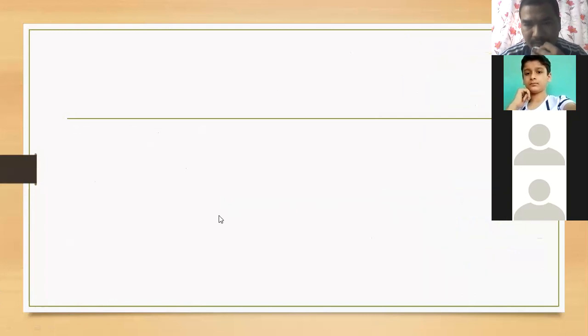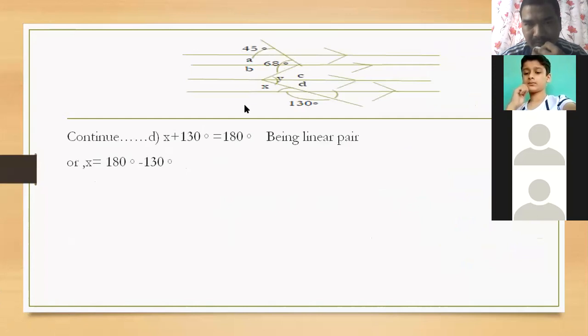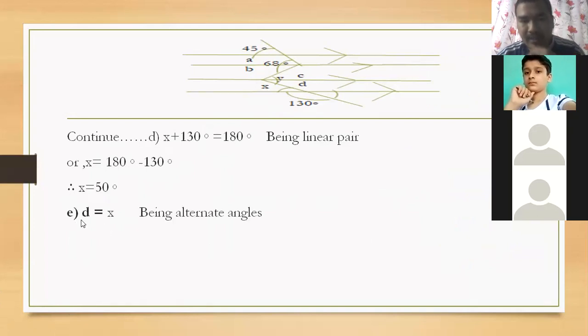After this, I am going to show you next. X plus 130 degree are linear pair. Then you will get the value of x. X equals 180 minus 130. The value of x will be 50 degree. Then what will be the value of E? There is not given E. This is D, okay? D equals x.